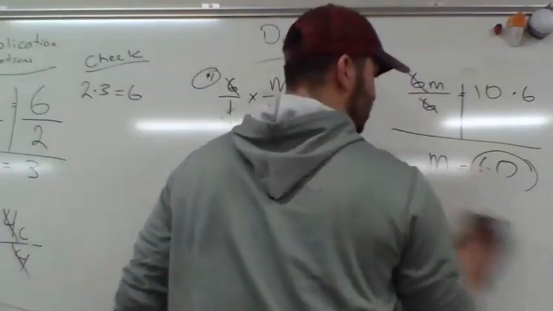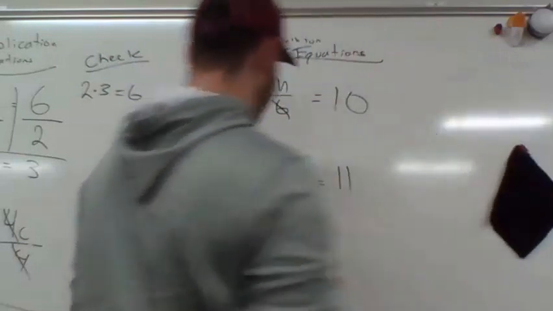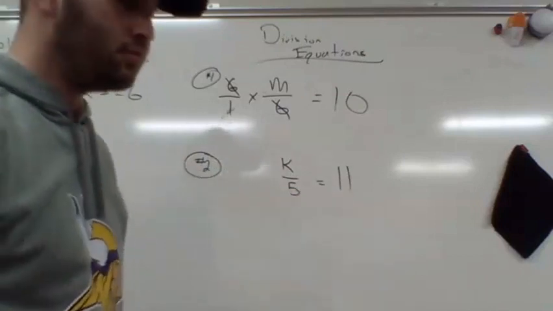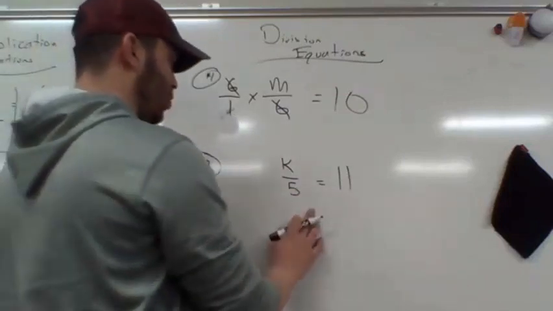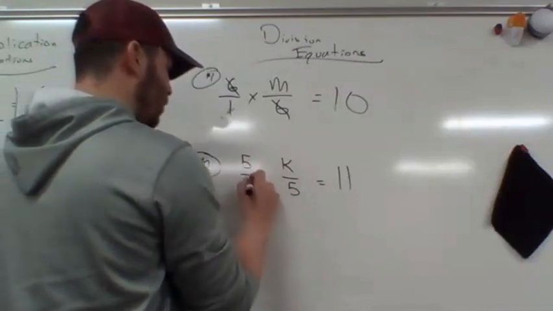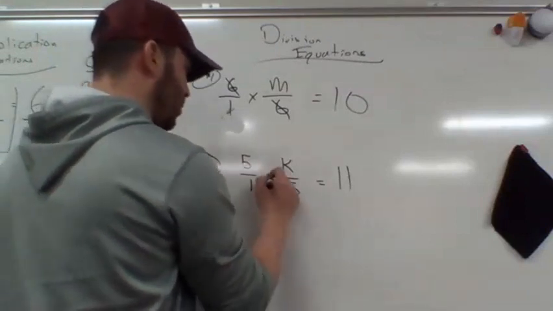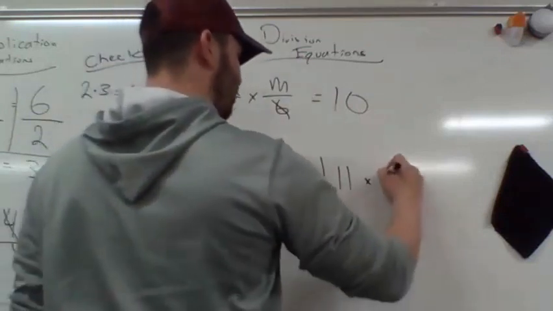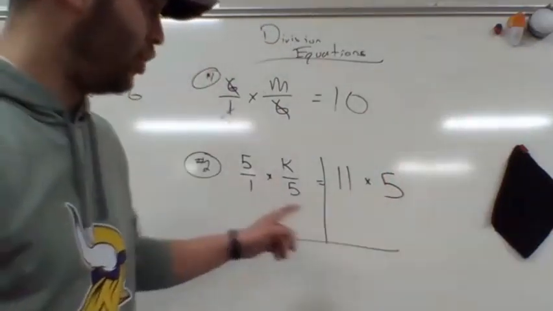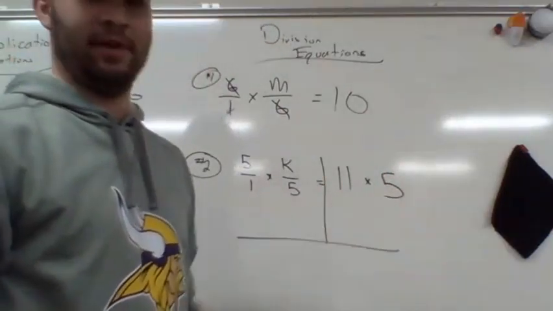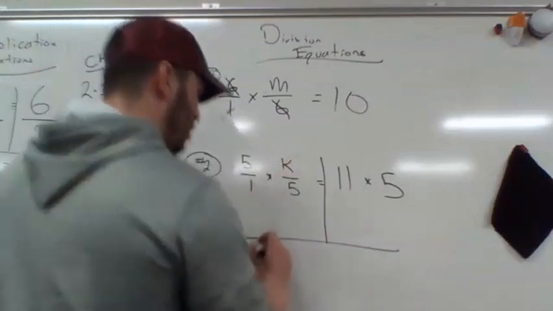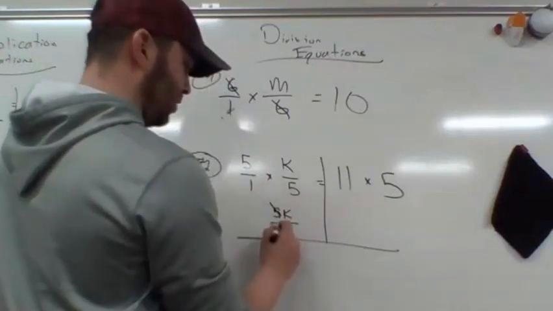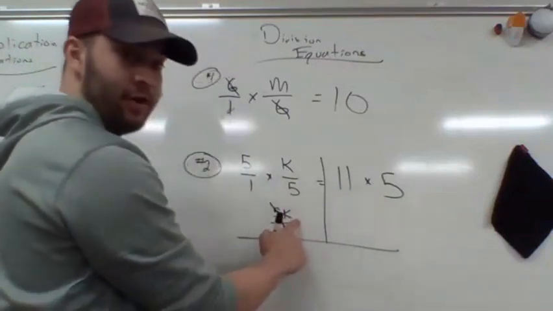So I'm going to erase this, and you guys can rewind it if you need to. And we're going to move on to this next one. We have k divided by 5 equals 11. Your inverse operation here would give us 5 over 1. And since we were dividing, we were multiplying. And whatever you do to one side, you do the other. So we're going to multiply by 5 as well on this side. Again, I could do 5 over 1. It's the same thing. Okay? Now when I do this, I get 5k over 5, which cancels the 5. And you have your variable by itself.